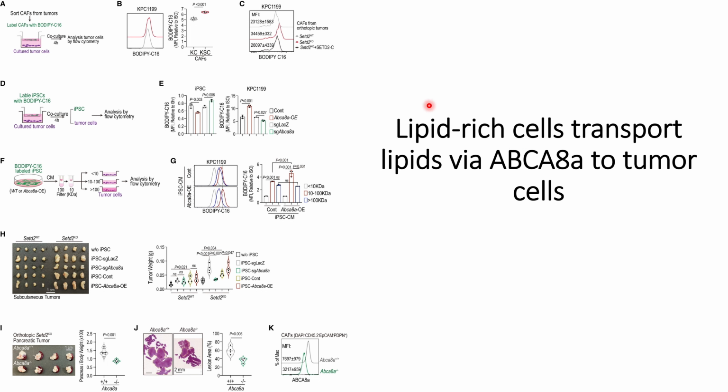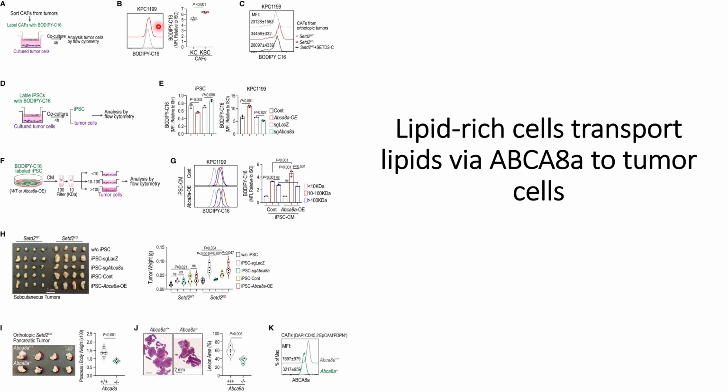First they validate whether the lipids are transported from the lipid-laden cells to the tumor cells or not, and the plan of the experiment is shown in panel A. What they did is they isolated the cancer-associated fibroblasts from the tumor cells and labeled them with BODIPY C16, and co-cultured them with the tumor cells for 4 hours and then analyzed the tumor cells by flow cytometry. They found an increase in the BODIPY C16 signals in the KPC1199 compared to the control case.